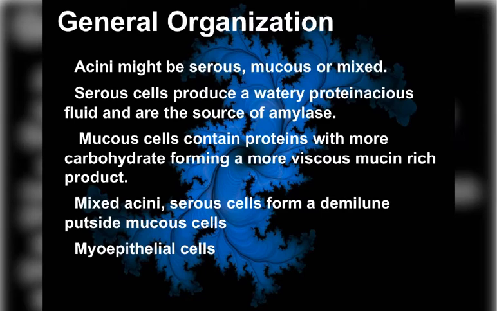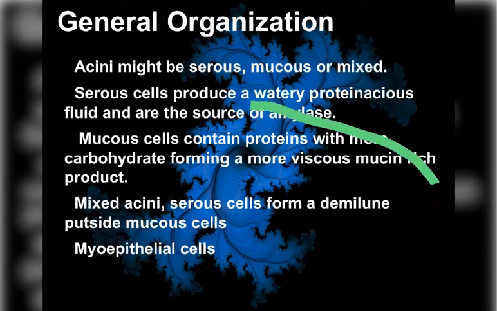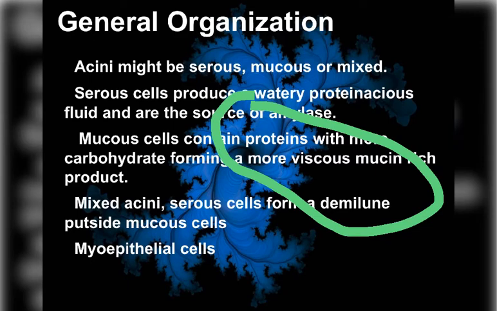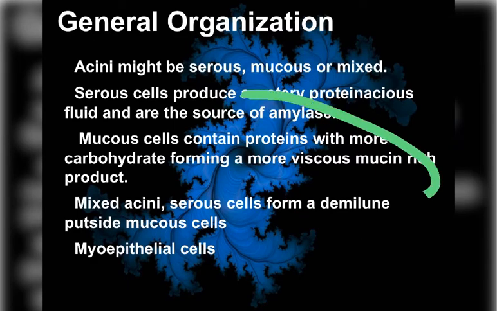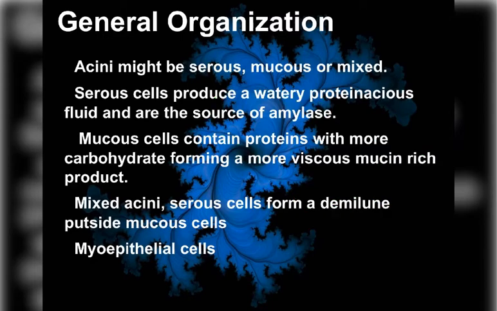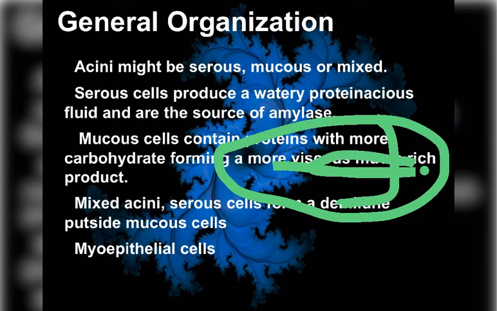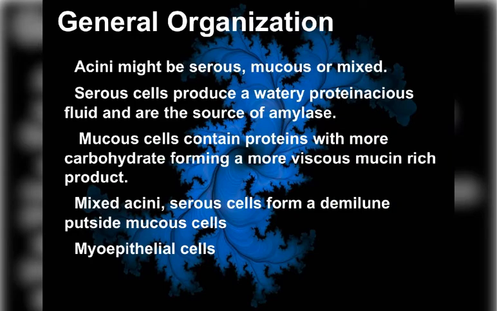Mixed have both. And we explained that when the secretory end pieces are serous, they are spherical. When they are mucus, they are in the form of tubules. When they are mixed, they are also tubules. At the end, we have serous demilunes, cells that produce serous. So the secretion of the mucus tubule plus the serous demilune mix together in the lumen of the secretory end piece. That's why the secretory end piece is considered mixed.